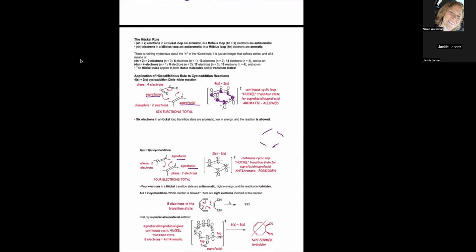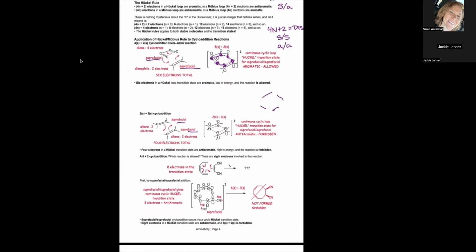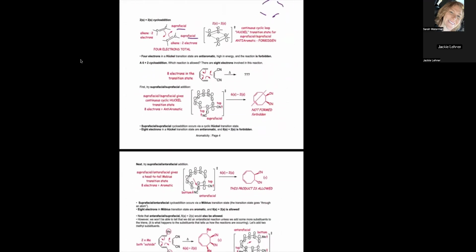Down in here, for these, our 4n systems are our conrotatories, and what's allowed is supra antra. Our 4n plus 2 are our disrotatories. And remember, conrotatory and disrotatory just tells you which way it rotates when it's opening. And then these are supra and antra, right?